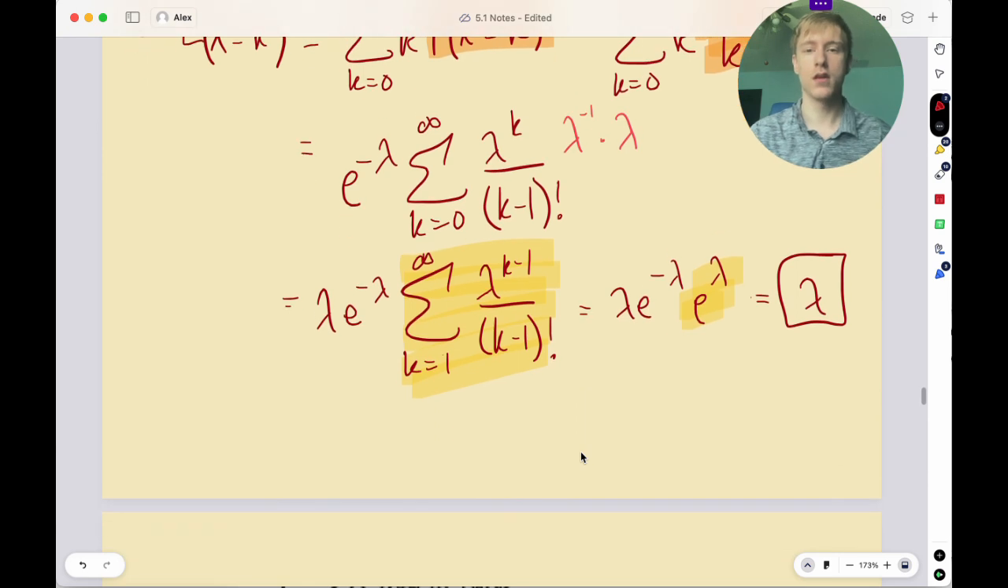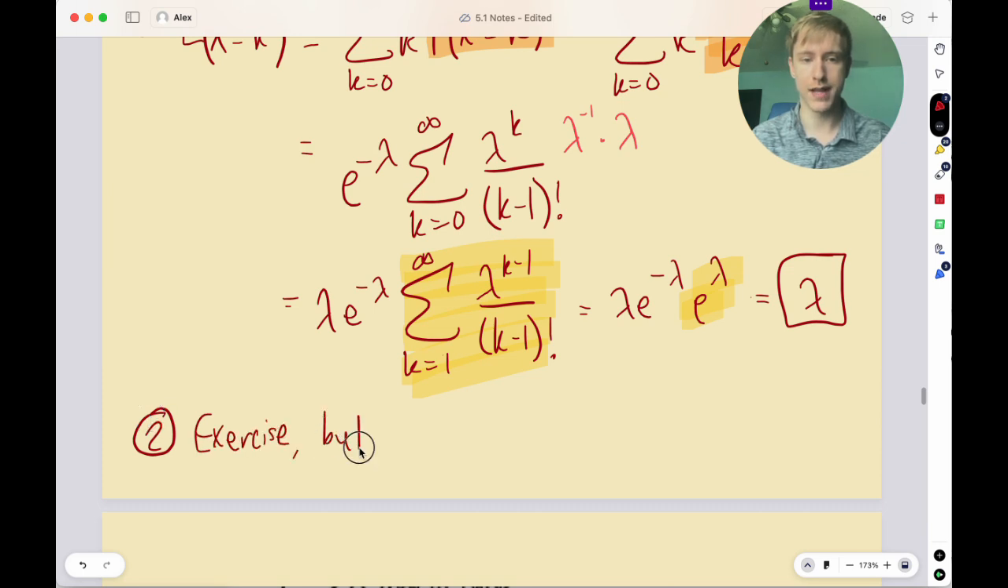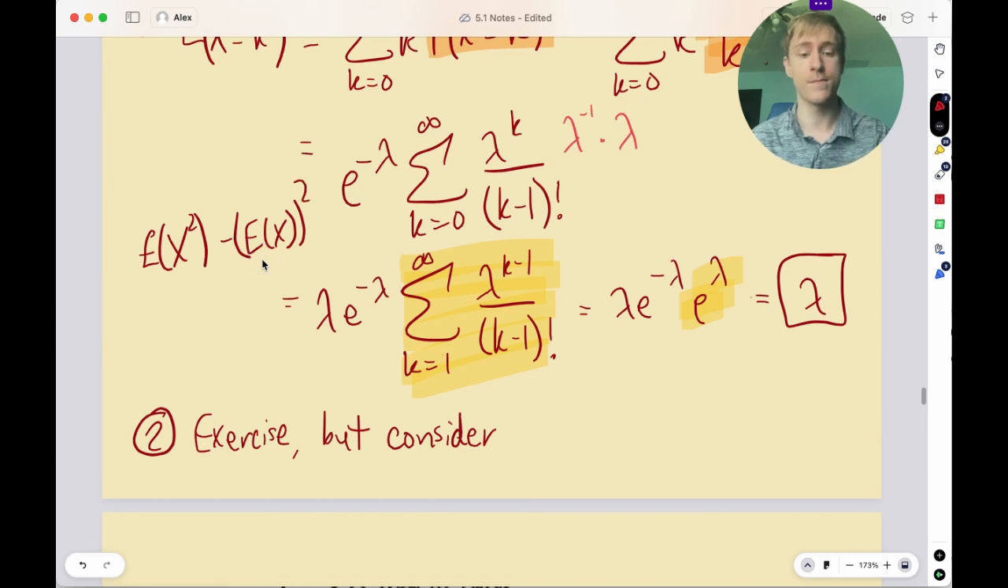Now, I'm not going to prove 2. You're going to do that as an exercise, but I will give you a hint. Consider, instead of trying to find the expected value of x squared, because remember, variance is the expected value of x squared minus the expected value of x quantities squared. Instead of doing that, don't do that.